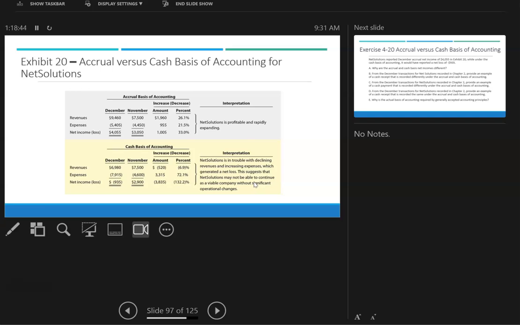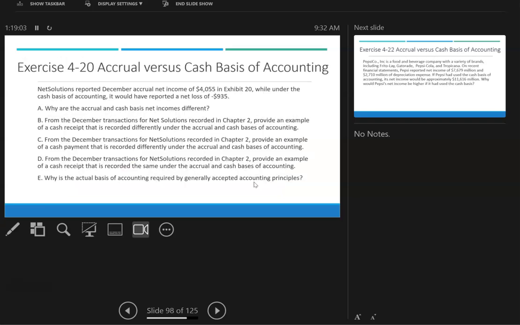Depending on the manner in which you report, in this scenario, if you try to analyze the financial statements based on the cash basis of accounting, then it looks like Net Solutions is in a lot of trouble, okay? Because we're not really reflecting the expenses associated with the assets. Let's look at this one. Net Solutions reported December accrual net income in that Exhibit 20 of $4,055, where under the cash basis, we would have shown a loss.